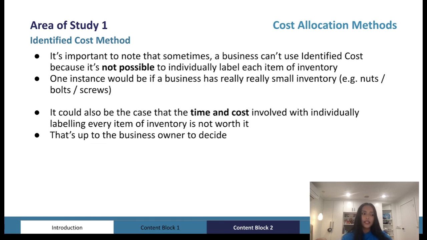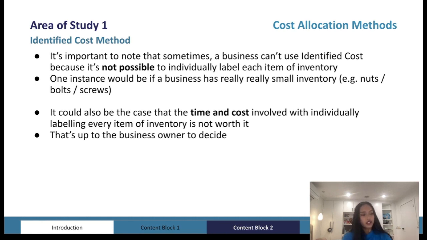And obviously, identified cost as a method is very, very accurate. And so most of the time it's preferred because you're going to have your records and your reports being as accurate as possible, right? Because you're using labeling and barcodes to ensure that when you're selling a product, you're recording the correct cost price of that product.